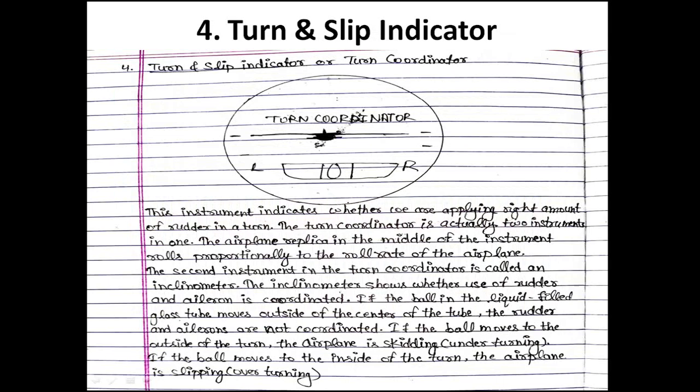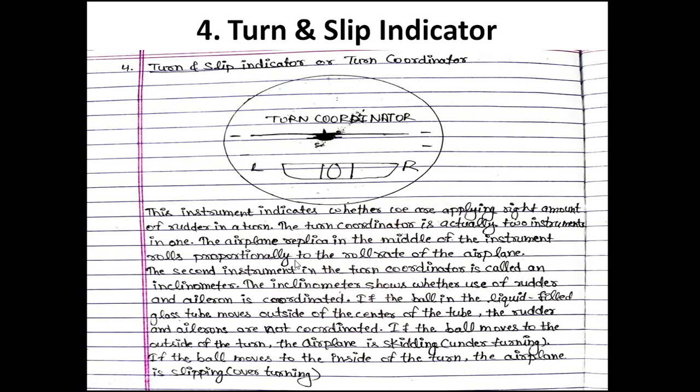Now turn and slip indicator, or turn coordinator. This instrument indicates whether we are applying the right amount of rudder in a turn. The turn coordinator is actually two instruments in one. The airplane replica, this is the airplane replica in the middle of the instrument, rolls proportionally to the roll rate of the airplane.